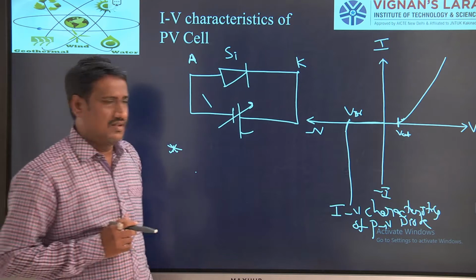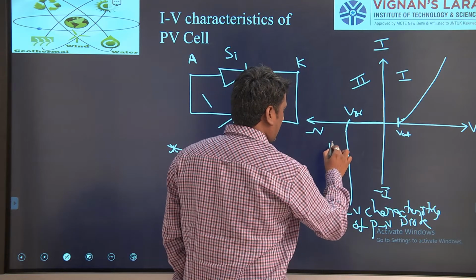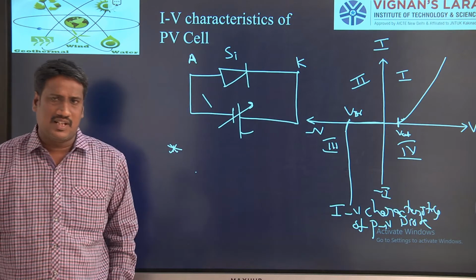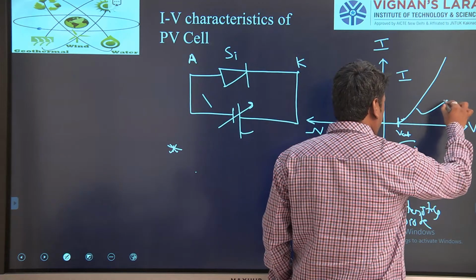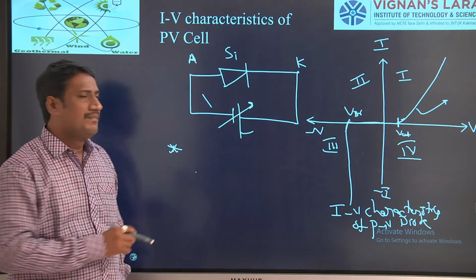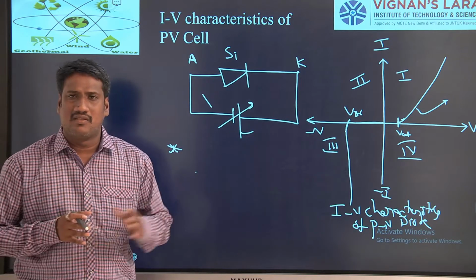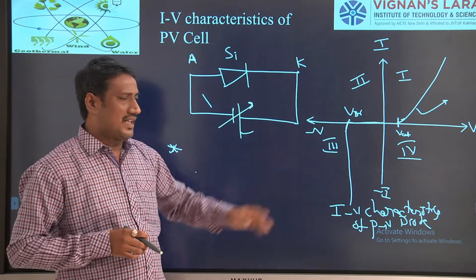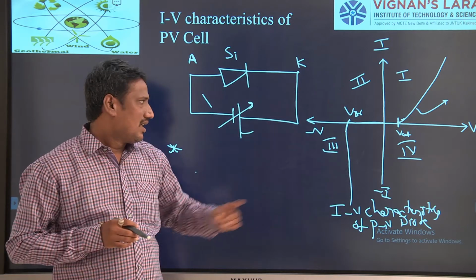Okay, if you observe, this is the first quadrant, this is the second quadrant, this is the third quadrant, and this will be the fourth quadrant. Most of the time, the diode will be operated in forward bias only. So diode operation will be in the first quadrant only, where the forward biased diode can be used for different applications.